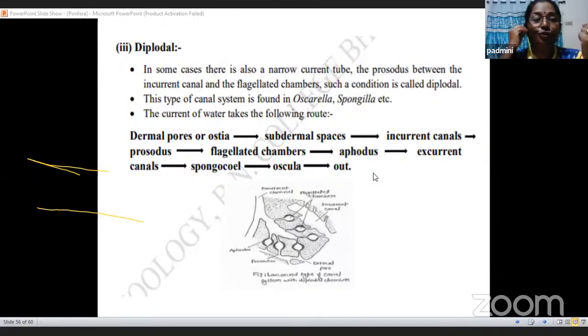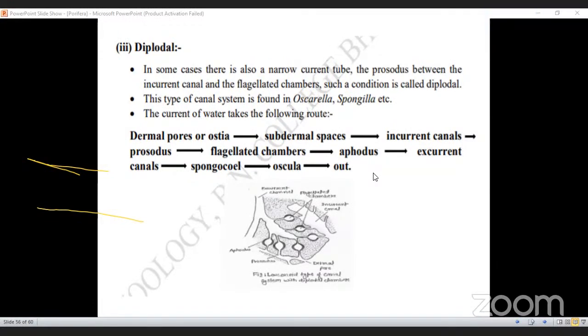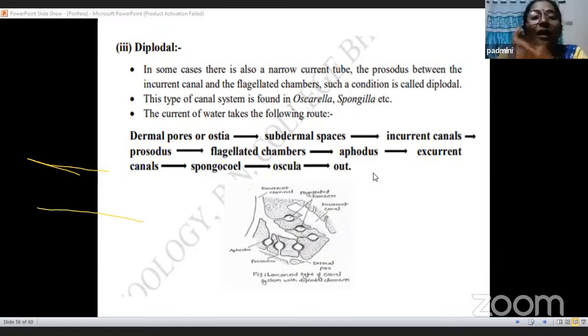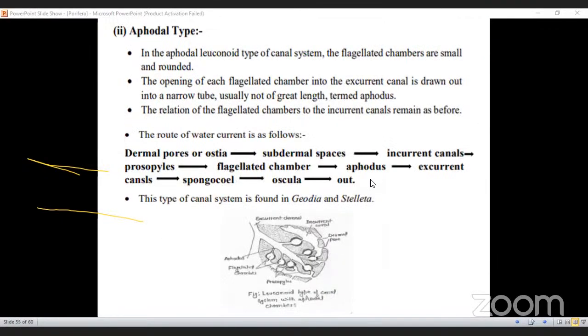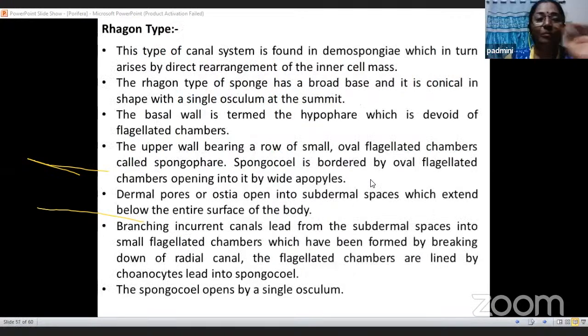Mostly, they will ask you to talk about the 3 important canal systems, that is the Sycon type, the Ascon type, and the Leuconoid type of canal system. And when you're talking about the leuconoid type of canal system, just mention that it is divided again into 3 different types: the diplodal, the aphodal and the Eurypylous type of canal system. Don't go much into the detail, but talk only about the important points. Then you have one more, the Rhagon type.